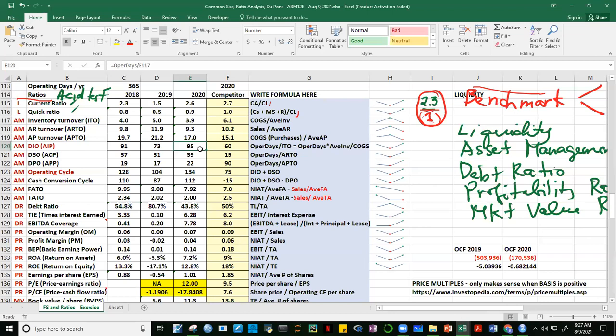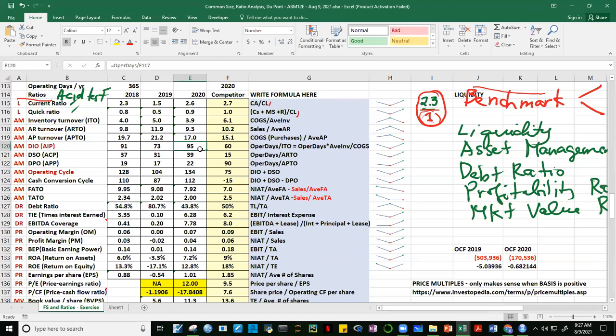On the other hand, the average collection period, or days sales outstanding, that's DSO. By the way, DIO is days inventory outstanding. DSO, days sales outstanding, or average collection period. It took the company 37 days from the time they sold the goods up to the collection. In 2020, it deteriorated. It became 39 days.